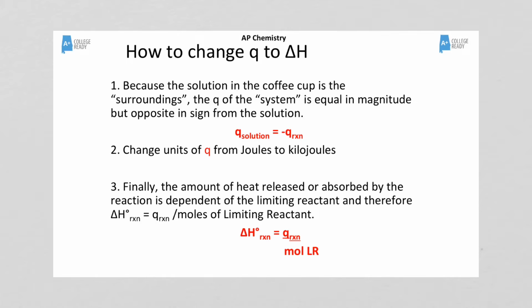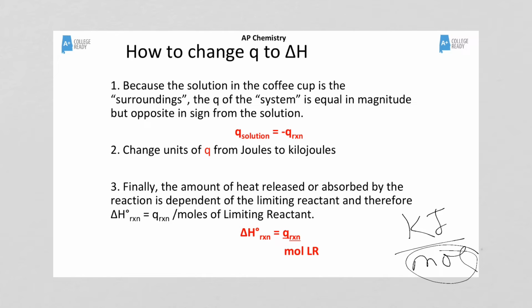The next thing is to change Q from joules to kilojoules, because again, our goal at the bottom is to end up with kilojoules per mole, with the correct sign. So if the temperature's gone up, we need to have a negative sign for delta H. Q would end up being positive when we did that math problem. So we've got to change the sign, change joules to kilojoules.